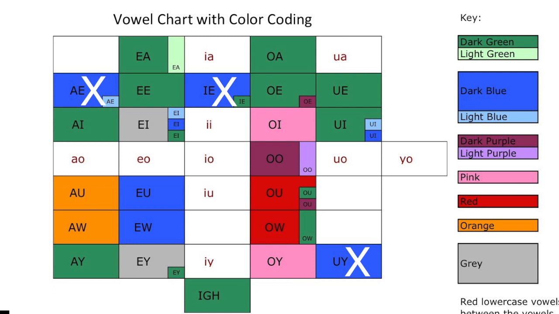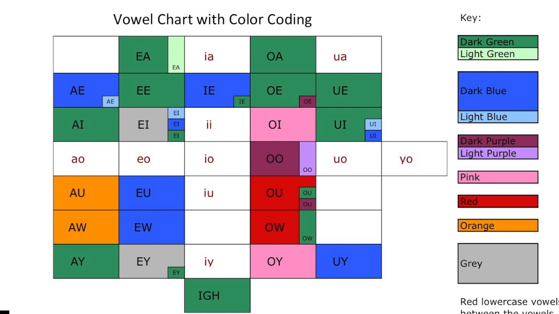Then gray, E-I, E-Y, another way to spell long A. Then pink, oi. Then purple, oo. I teach these both at once because you can't tell which is which, and both sounds are fairly common. I also go back and talk about, or sometimes have the students say, the second sound of E-A, because it's also fairly common.